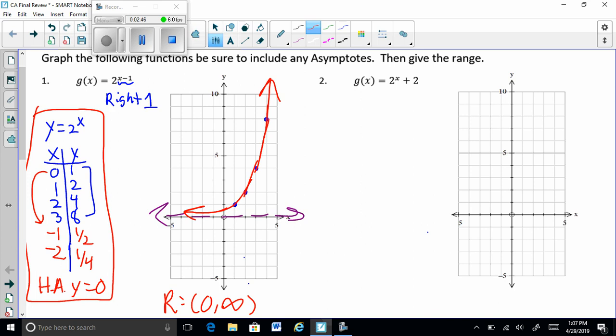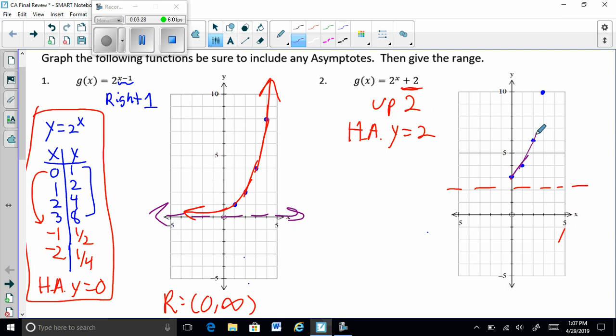Okay, so the difference on the next one is we have a +2, so that's going to cause us to go up 2, and our horizontal asymptote is going to go up 2 also, so it's going to be at y equals 2. We can put it right there. Once again, we'll take the table of the blue points and shift them all up 2. At 0, 1, now I'm at 0, 3. Then at 1, 2, now I'm at 1, 4. Then at 2, 4, now I'm at 2, 6. 3, 8 is now at 3, 10.